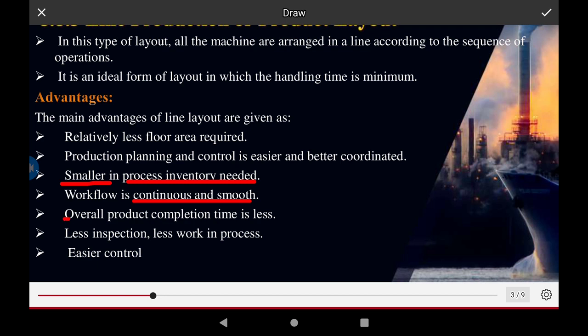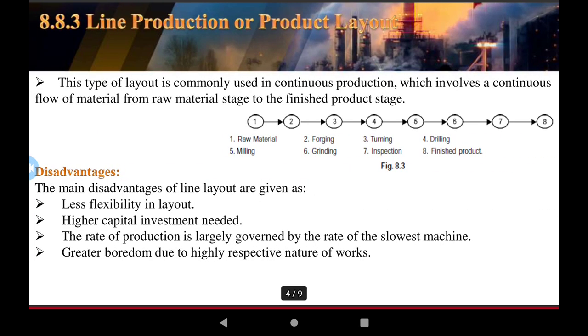In this plant, the time required to complete the product is very little, and there is less inspection and less work in process. The operation is also easier to control. Next is the application of the product layout.